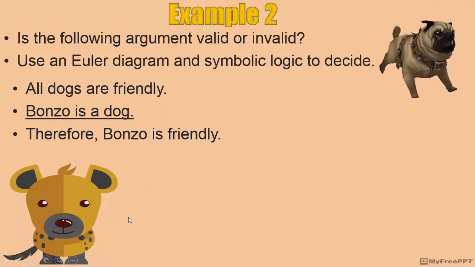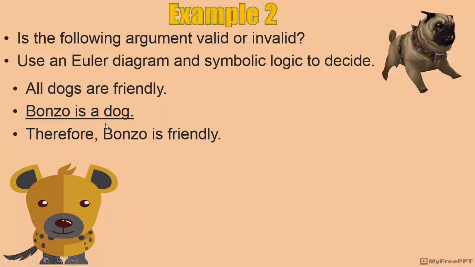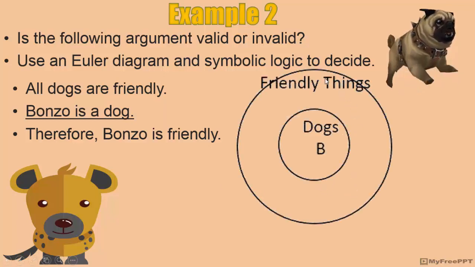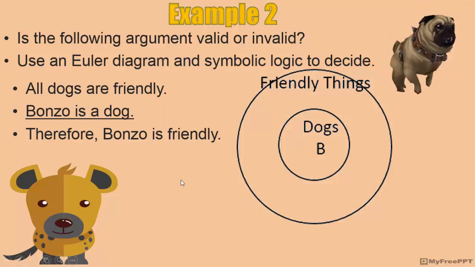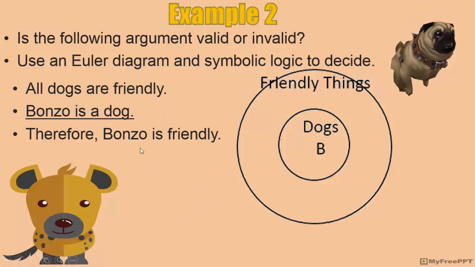Well, in order to construct the Euler diagram, we're going to use the first two premises. So we construct the diagram as follows: friendly things, for all the friendly things, and then we have dogs inside friendly things. And then we see, where does Bonzo fit into it? Well, Bonzo is a friendly thing, and Bonzo is a dog, so therefore we have Bonzo right here. So therefore Bonzo is friendly.